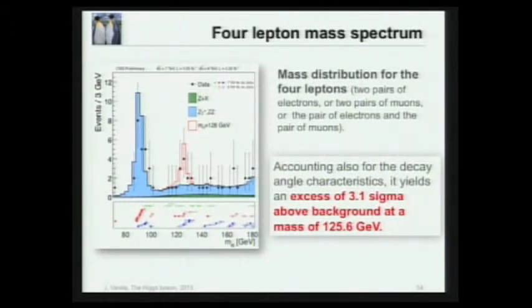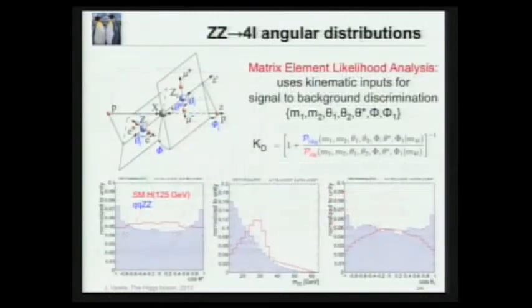It could still be a fluctuation of the background. So then we did something more sophisticated that I will go through quickly, which is to look at the decay of these objects, the directions, the angles between all these leptons, the 4 leptons. So there are many angles here.